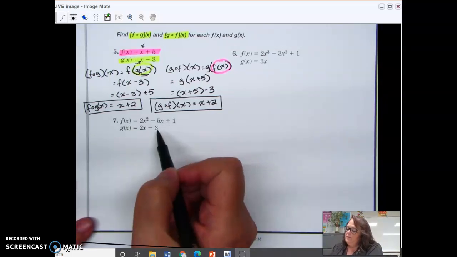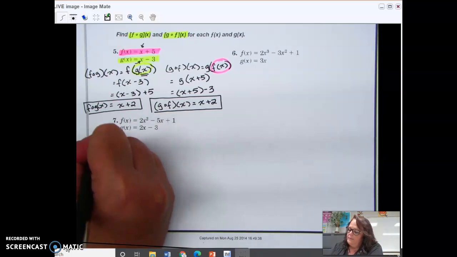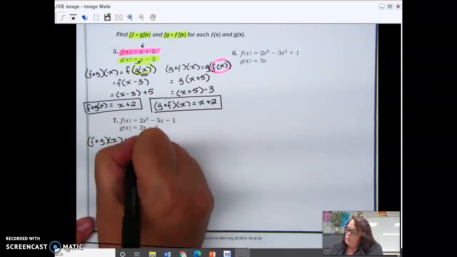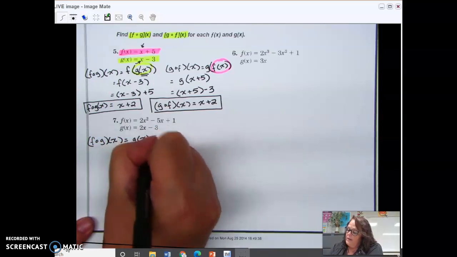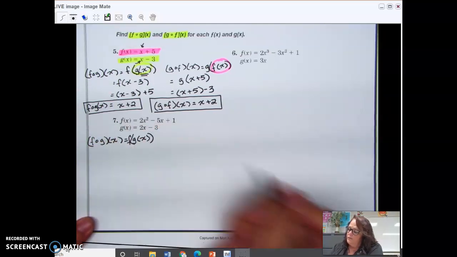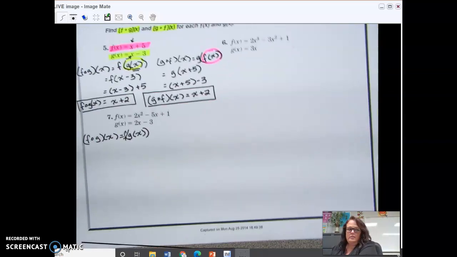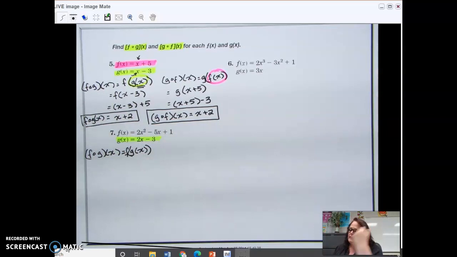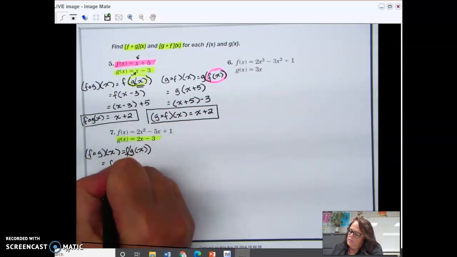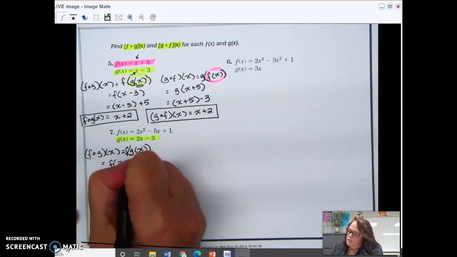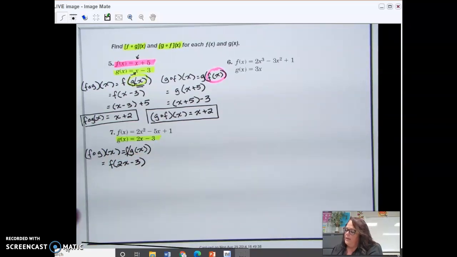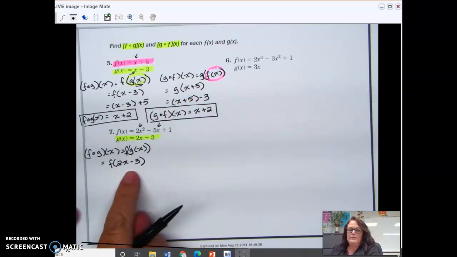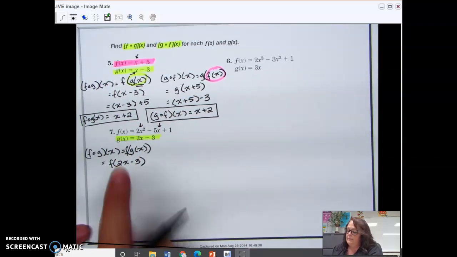So in question number 7, if I do f composition g of x, that means that g is closest, so I'm going to do g of x and then plug that into f. So my g of x is 2x minus 3. So that means substituting, I'm going to get f of 2x minus 3. So in my f function, wherever I see x, I'm going to substitute 2x minus 3.